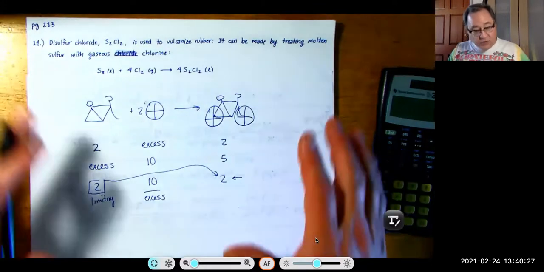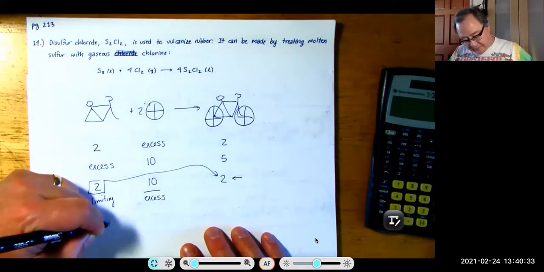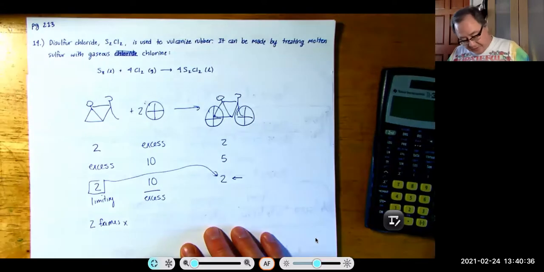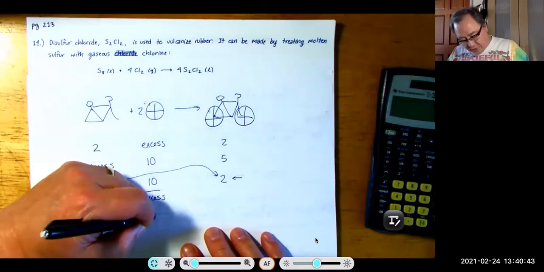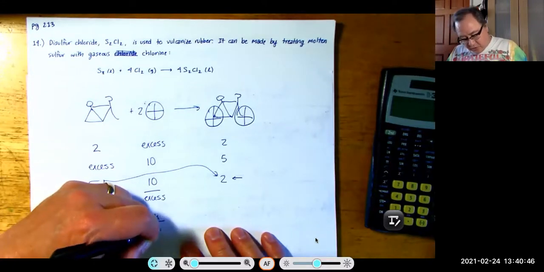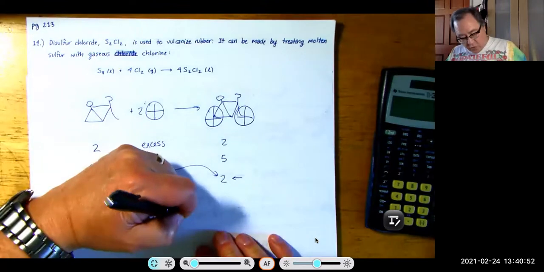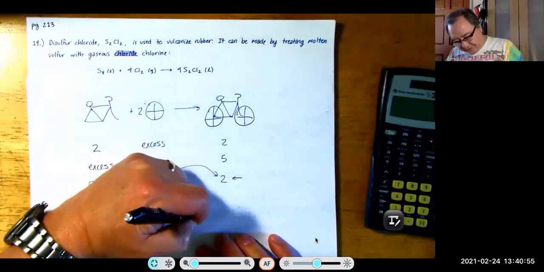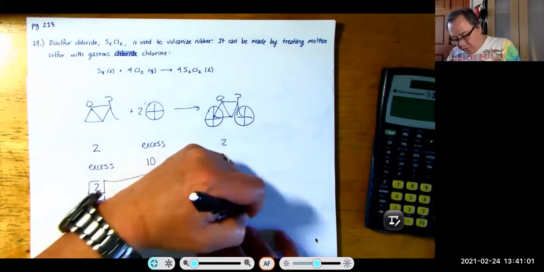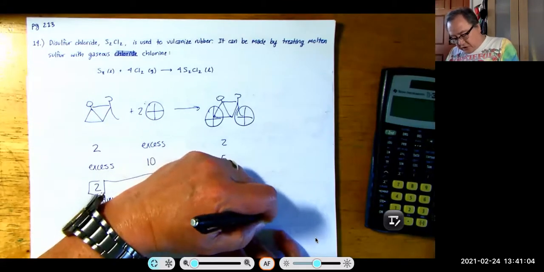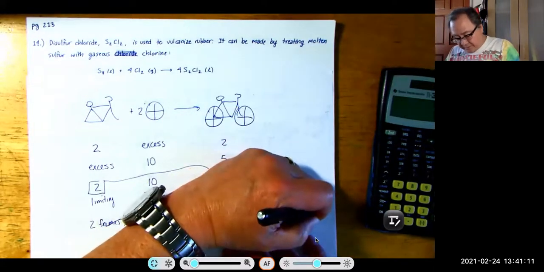So another way to figure out which one is limiting and which one is excess, we could say 2 frames times 2 wheels per 1 frame. Where do I get the 2 wheels and 1 frame? Right here, 2 wheels, 1 frame. And we get 4 wheels. So what does this 4 wheels mean? It means we need 4 wheels to use 2 frames.